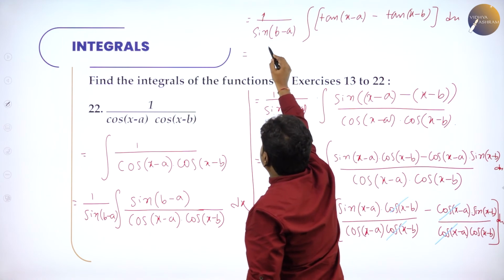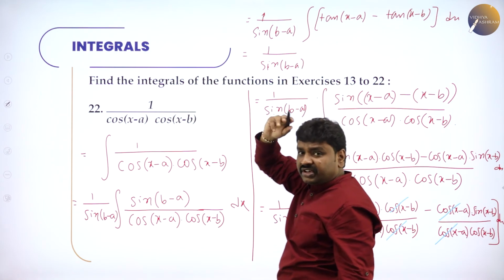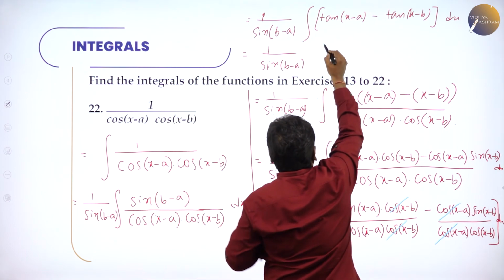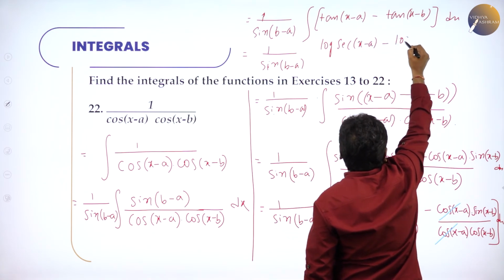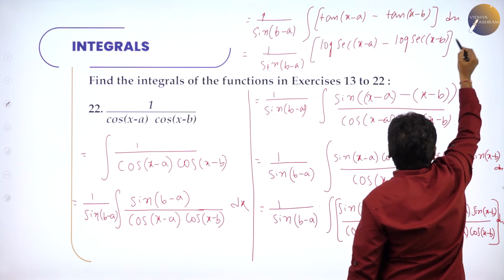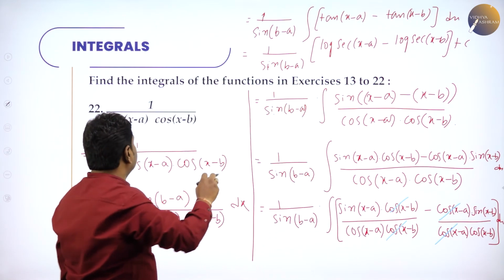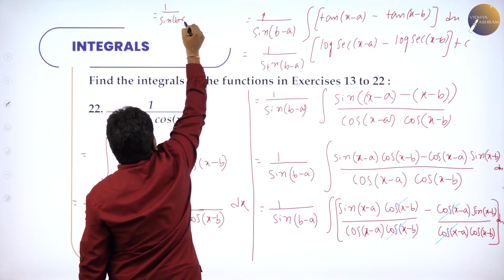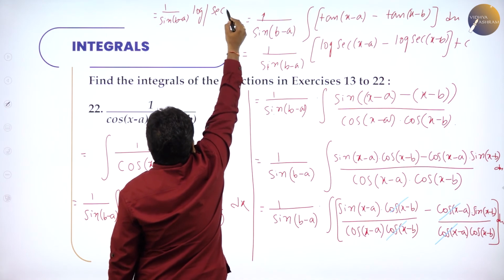So outside we'll have 1 by sine of b minus a, and the integration of tan. What is the integration of tan? Log of secant x. So this will become log of secant of x minus a, minus log of secant of x minus b. You can leave it here, or do further simplification. Log a minus log b can be written as log a by b. I can write the final answer as 1 by sine of b minus a, log of secant of x minus a by x minus b.